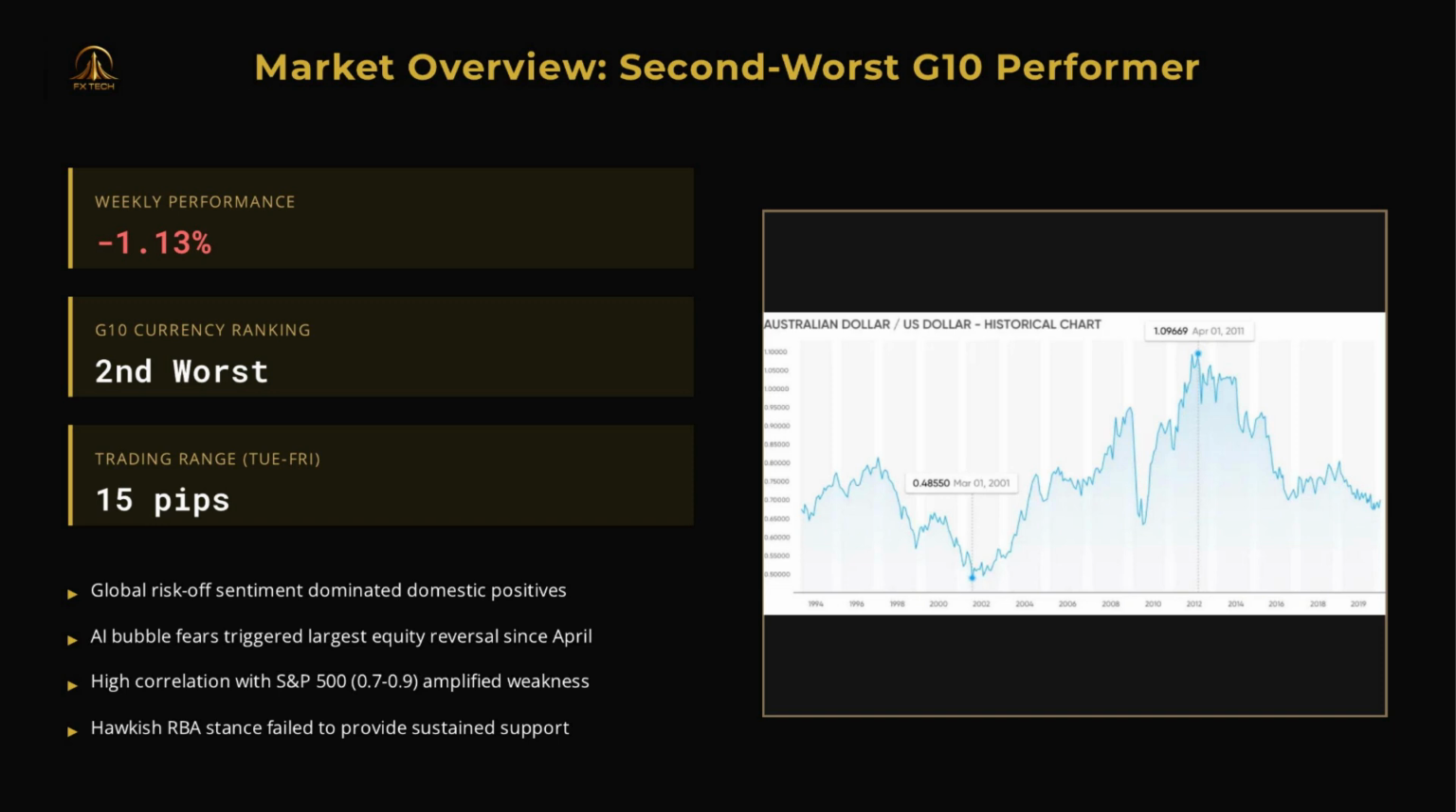This disconnect between fundamentals and price action highlights how external factors can dominate currency movements, even when domestic conditions remain supportive. The week exemplified the challenges facing commodity currencies in an environment of heightened global uncertainty.